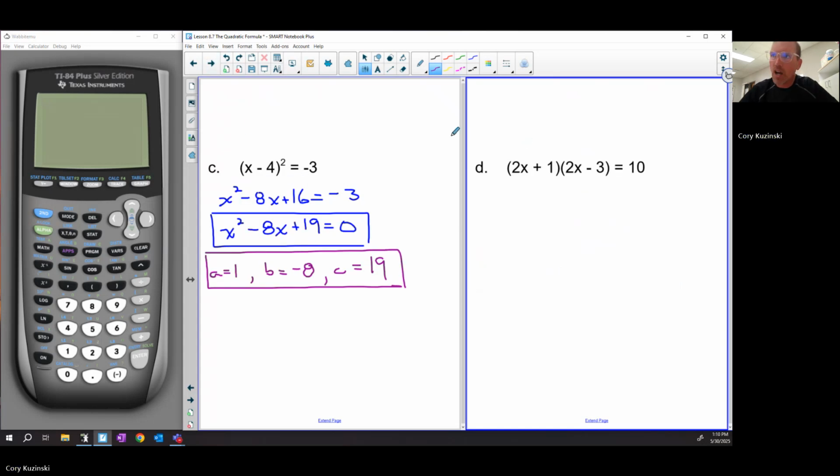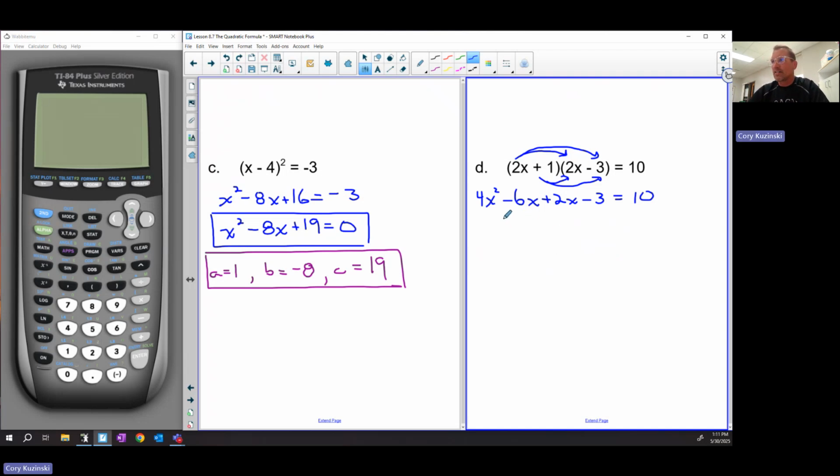Ooh. All right, how about we do distributive property here? Let's go 2x times 2x is 4x squared. And then we'll do 2x times negative 3 is negative 6. Oops, that's squared. Negative 6x. And then we'll do 1 times 2 is 2x. And then we'll do 1 times negative 3 is negative 3. That all equals 10.